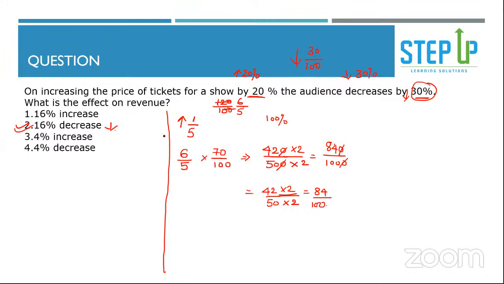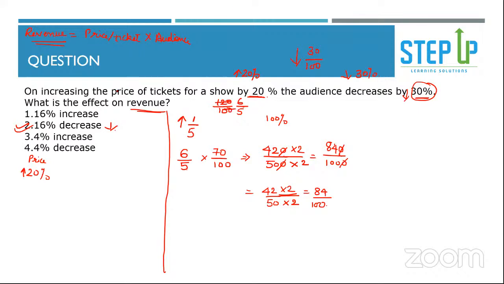I'll stay back too. So on increasing the price of ticket for a show by 20%, it is nothing but increasing by 20%. What price of ticket? So how will be the revenue generated? Okay, let's talk about revenue. How we define revenue? Revenue will be price per ticket into number of people, or audience. This is how we collect revenue, right? So the same thing we are doing here.